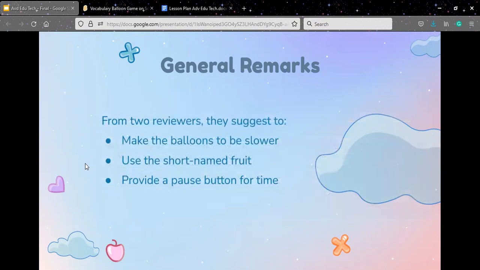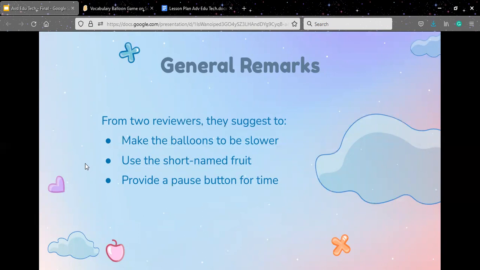From the two reviewers, they suggested making the balloon slower. So I have revised my module, the game. I have revised the balloon to be slower, because I agree that for beginner learners, to make it easy for them to learn the vocabulary and the pronunciation, the balloon needs to be slower.